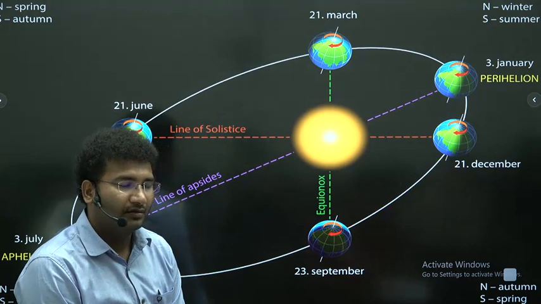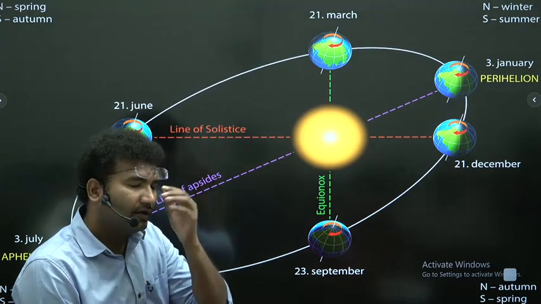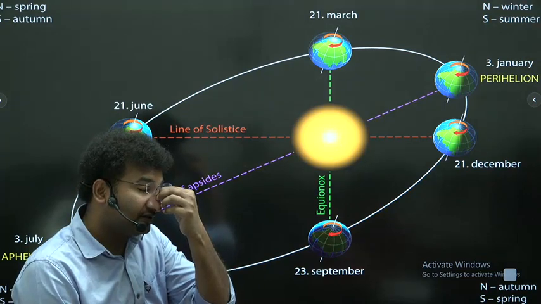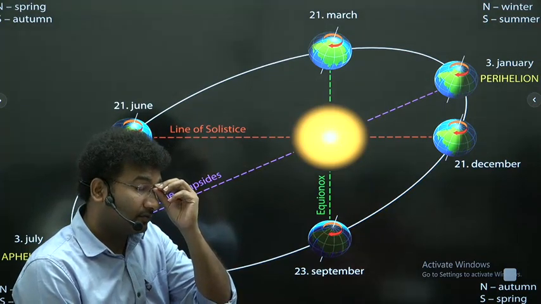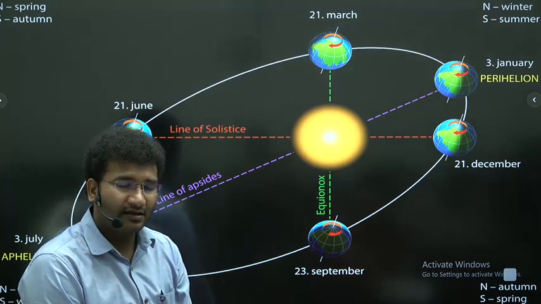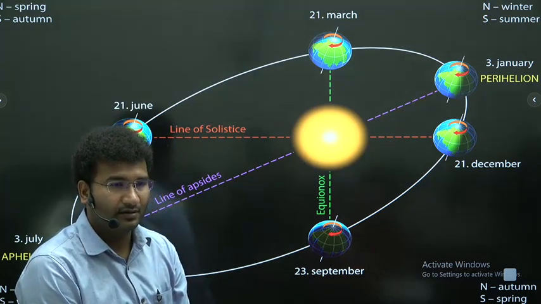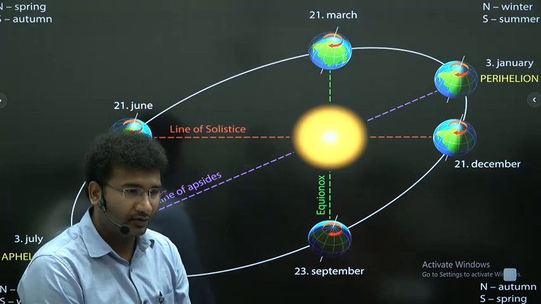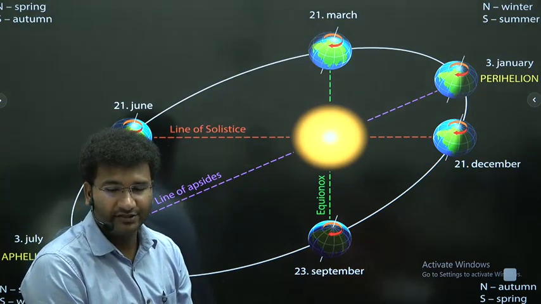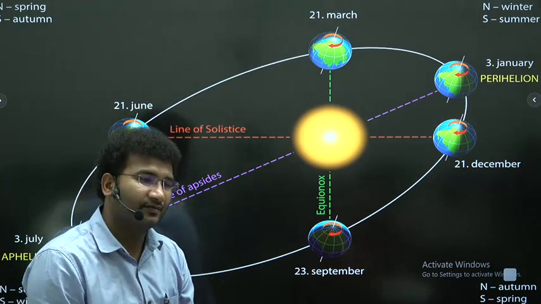Okay. Next, put a star mark and write: the tilt in the axis of the earth and the revolution around the sun leads to the changes in the season.